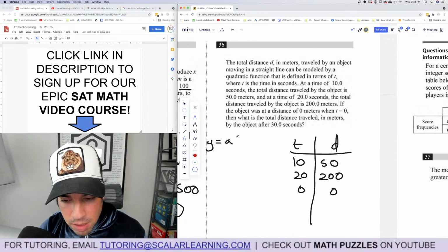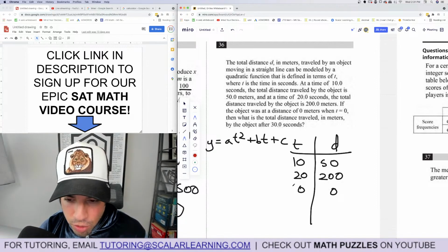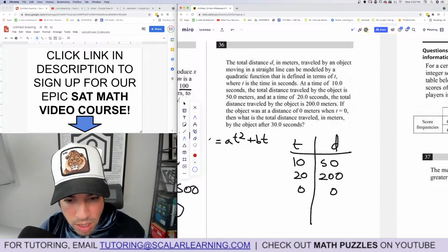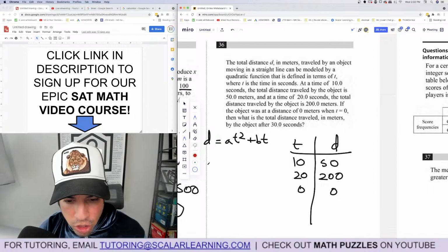So we take our basic setup, AT squared plus BT plus C. We know at time 0, distance is 0, so that's the C value, the y-intercept, or I could say D-intercept in this case. So we know that C is that. Now we've got to figure out A and B, so I'm going to plug and chug.